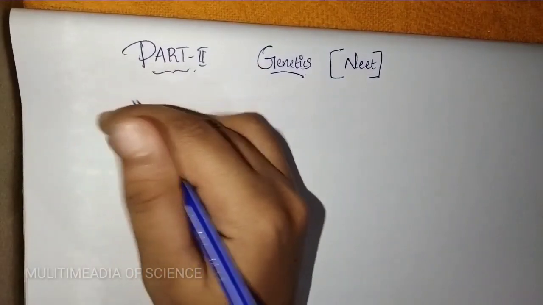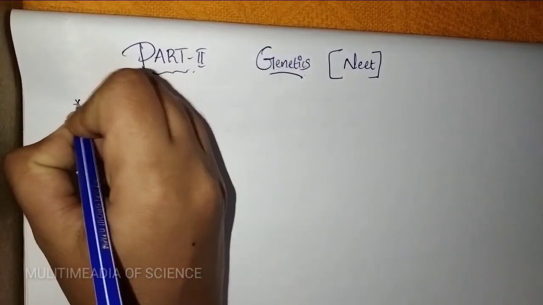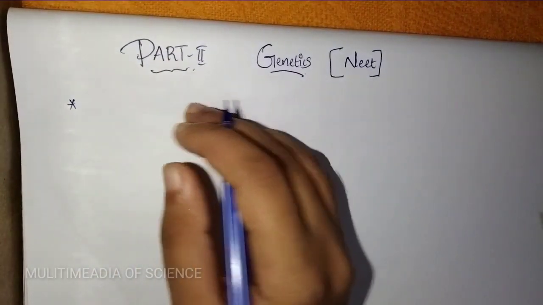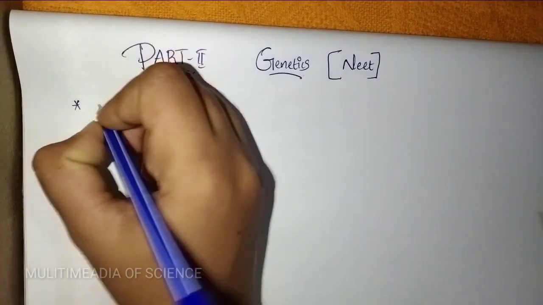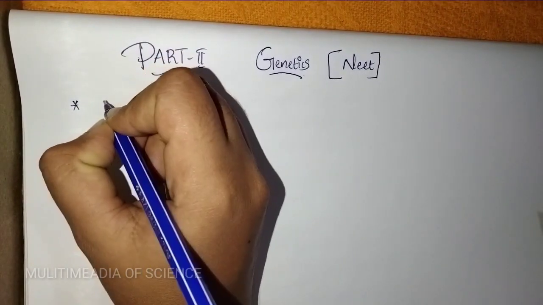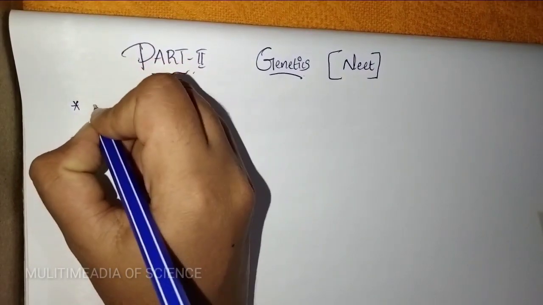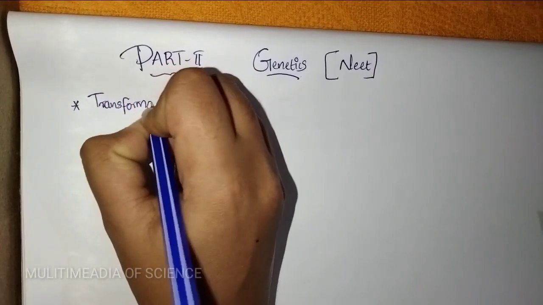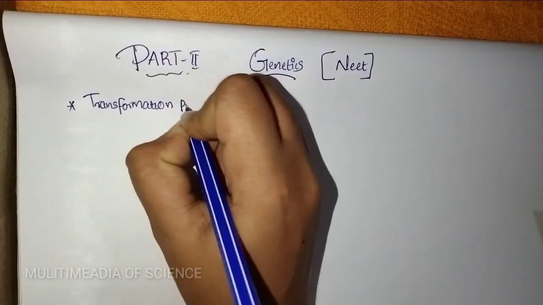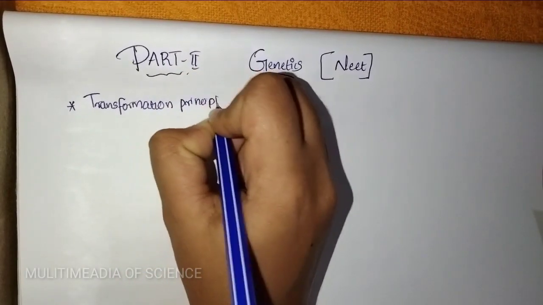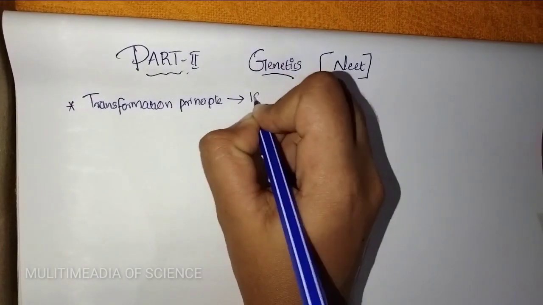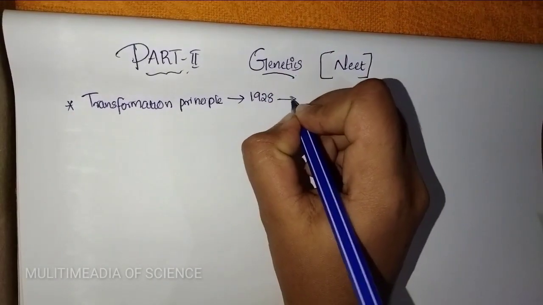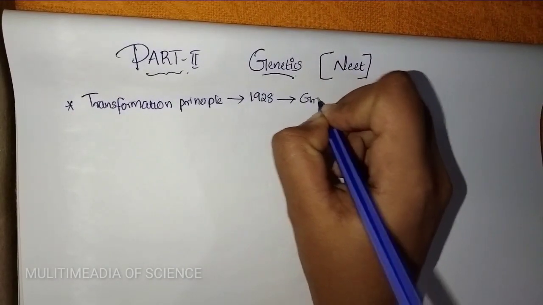So let's start. First we are discussing the experiments mentioned in the NCERT textbook. First is the Griffith experiment, the transformation principle. He did his transformation principle experiment in 1928. The year should be memorized. 1928. It was done by Griffith.